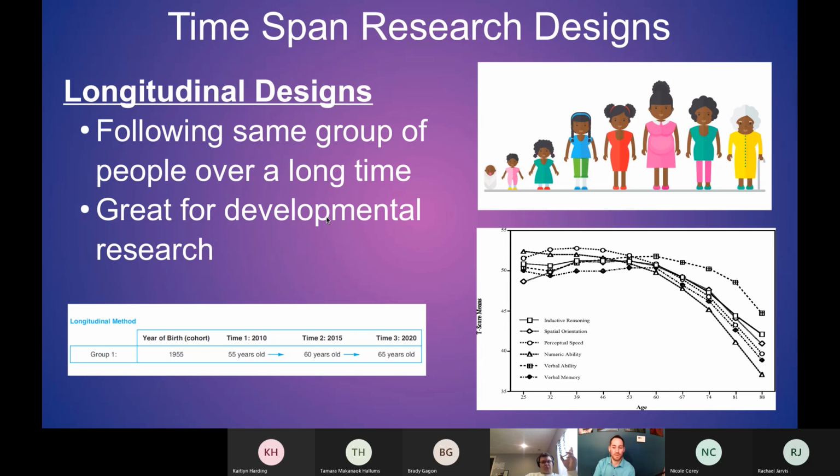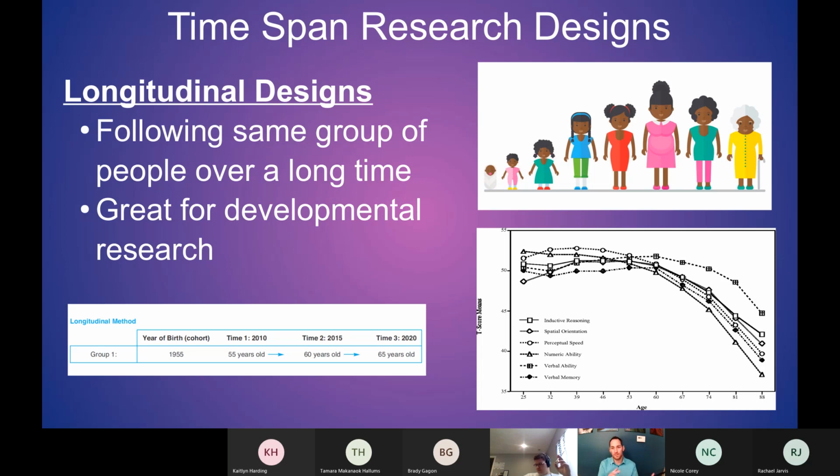Longitudinal gives you a little bit better developmental data, but you do have the weakness that if I start this study today, I'm not going to have all my data from 5, 10, and 15-year-olds for another 10 years. I've got to follow them along. People will drop out, people will move, things like that. Some people might die.